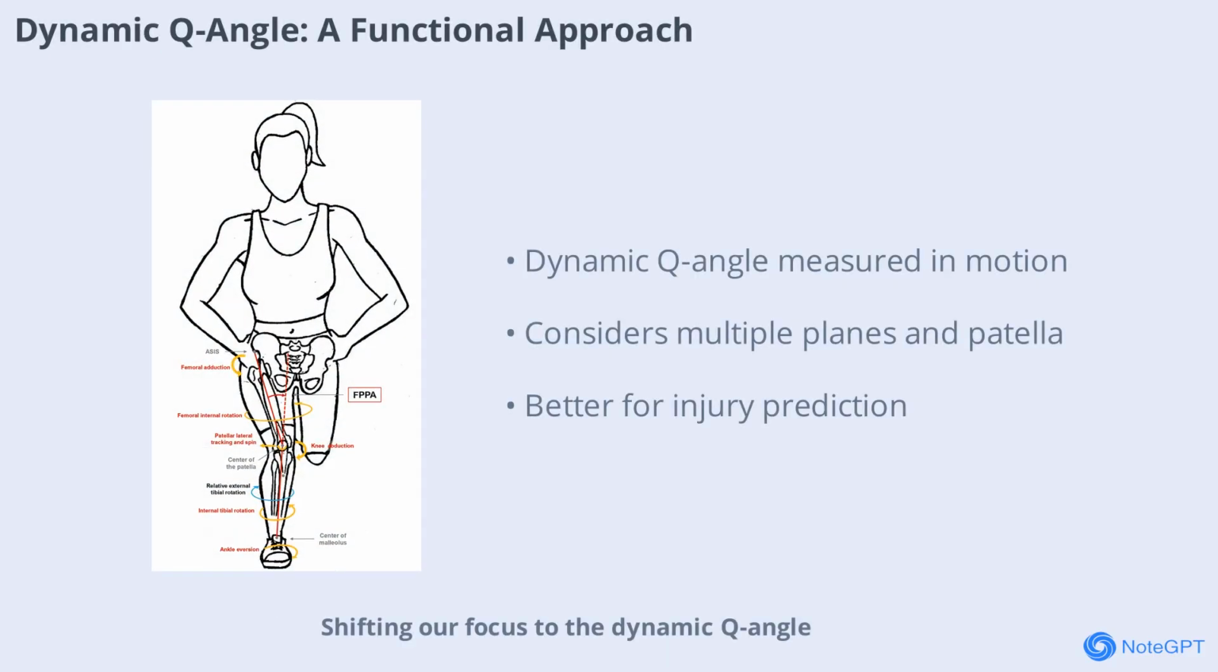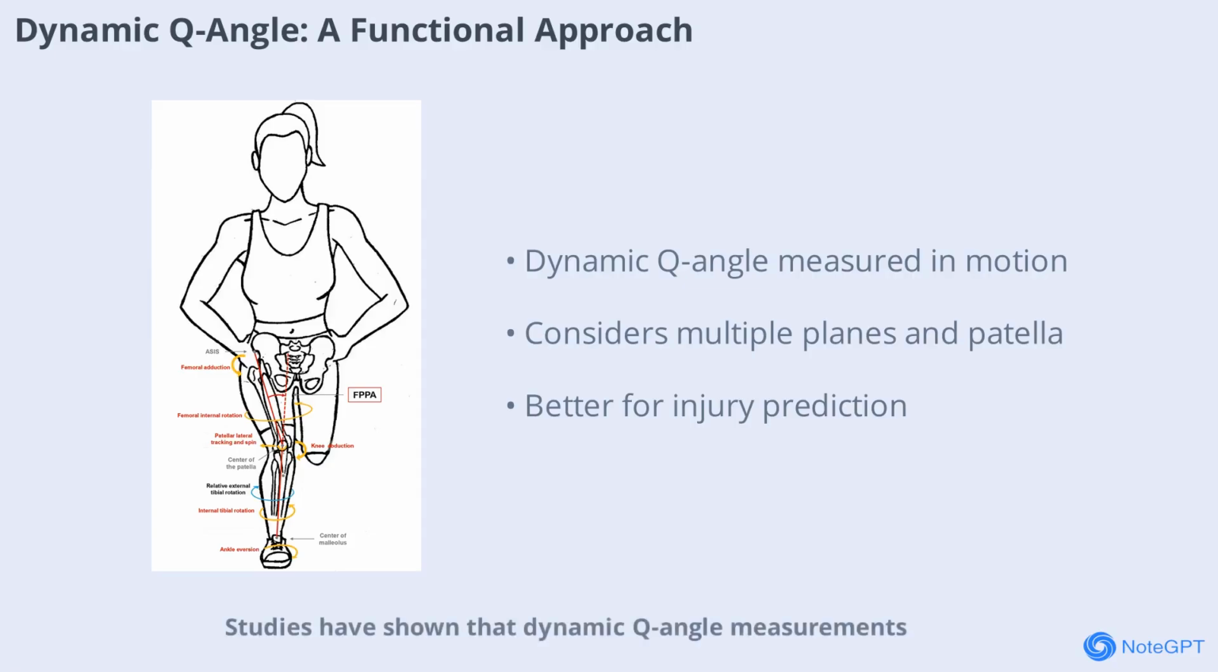Shifting our focus to the dynamic Q angle, we see a more functional approach to knee assessment. The dynamic Q angle is measured during movement, such as squatting, walking, or jumping, and takes into account the complex interplay of hip, knee, and ankle mechanics. Unlike the static Q angle, the dynamic version considers three key elements: the frontal plane hip adduction and knee abduction, the transverse plane hip internal rotation and tibia external rotation, and patella behavior. This comprehensive view helps clinicians better understand how the knee functions under real-life conditions.